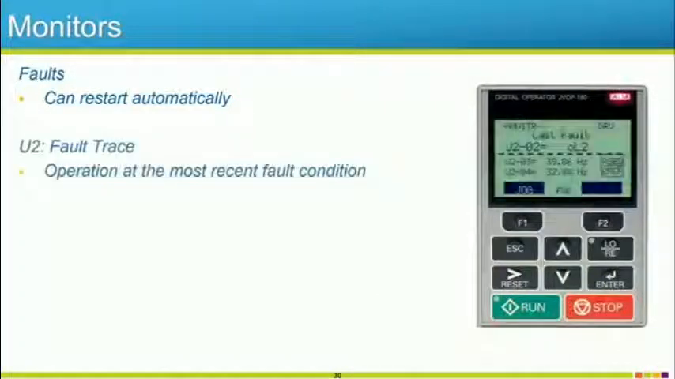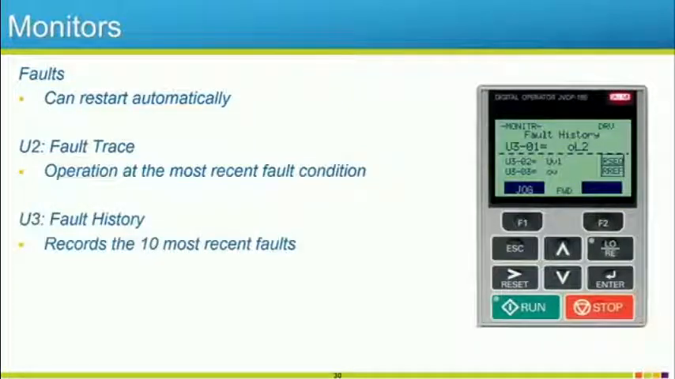The U2 monitor group will list what occurred at the most recent fault. Think of it kind of like a snapshot that was taken during a fault to list all of the monitors you will need to make an analysis of what exactly happened. Secondly, the U3 group is your fault history group. This will list up to 10 of the most recent faults. This is great for tracking previous faults and also checking for patterns.